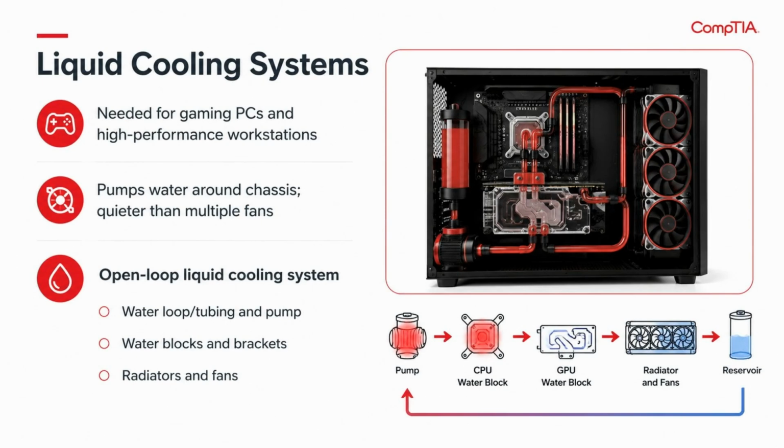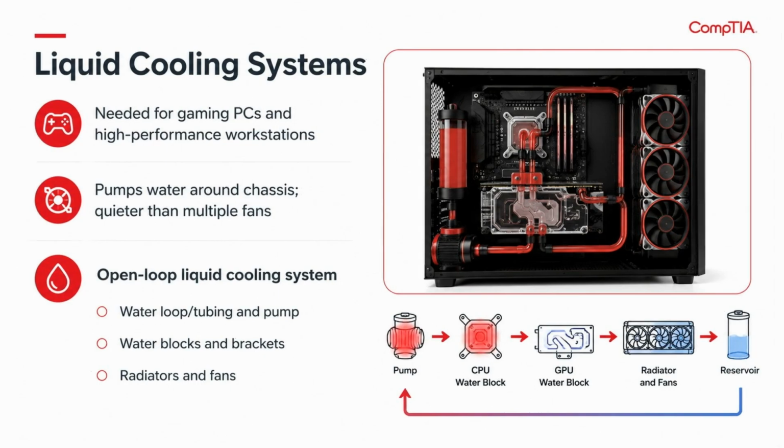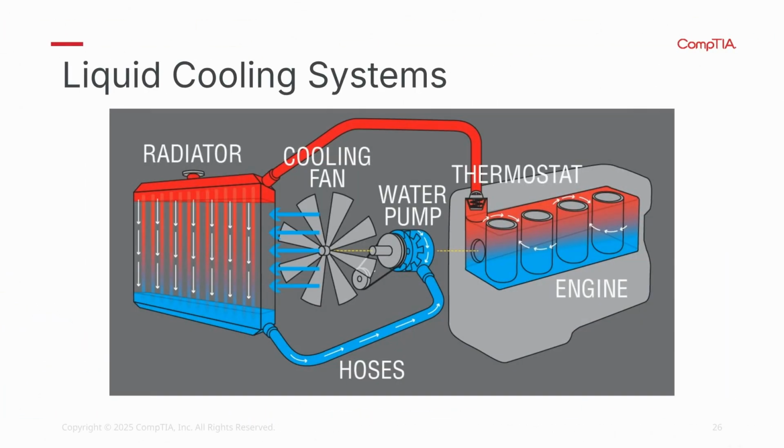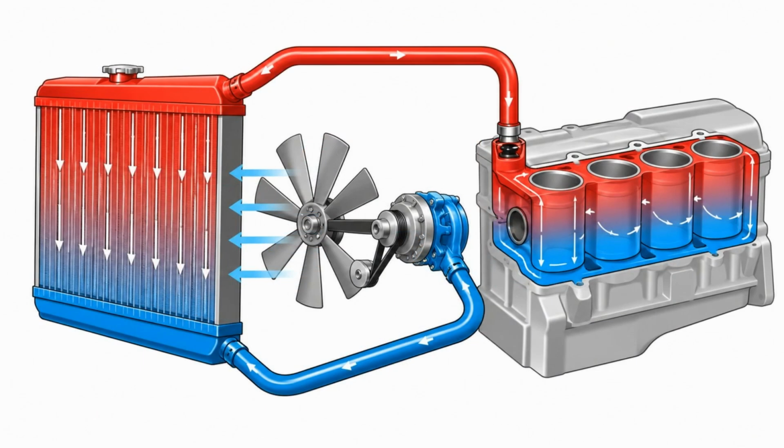These systems use a pump to circulate water through a loop. They are generally quieter than air-cooled systems using many fans and consist of water blocks, tubing, a pump, and a radiator. Liquid cooling functions on principles similar to the cooling system in a motor vehicle, using fluid to carry heat away from critical components toward a radiator where it can be dissipated.